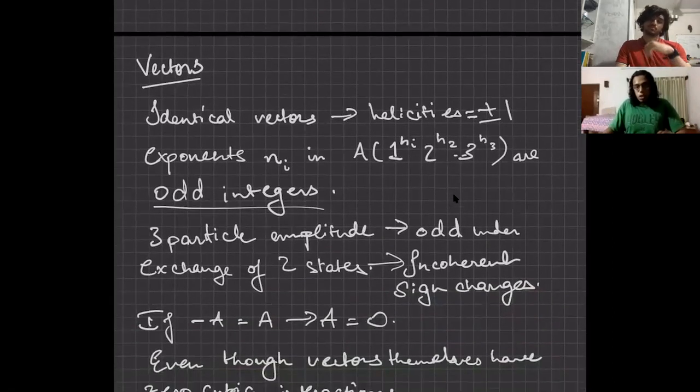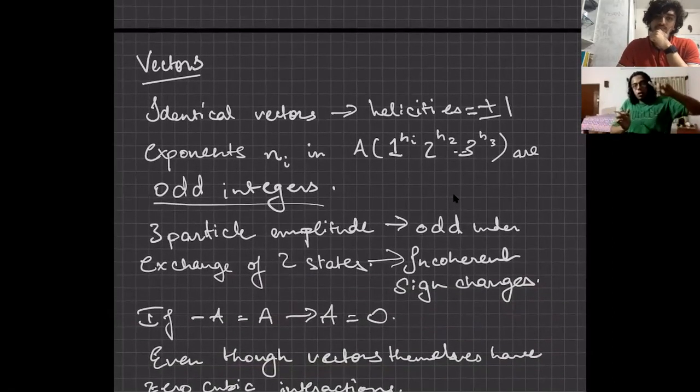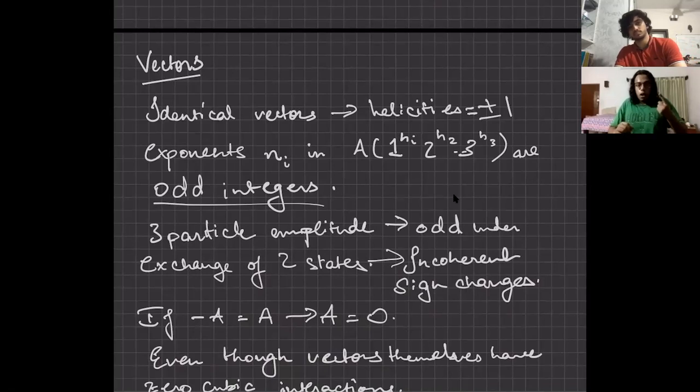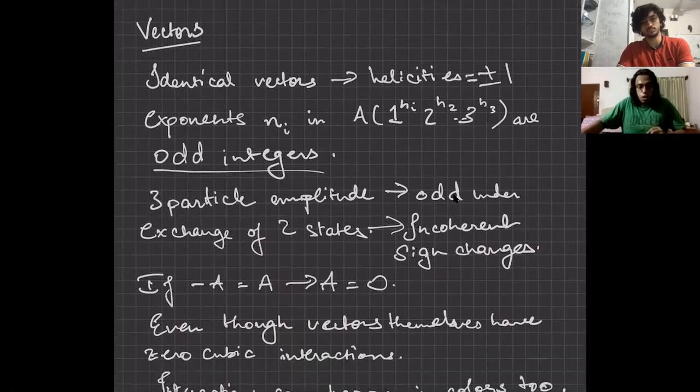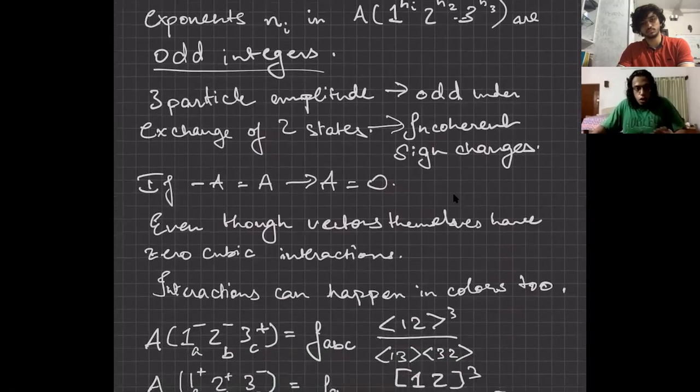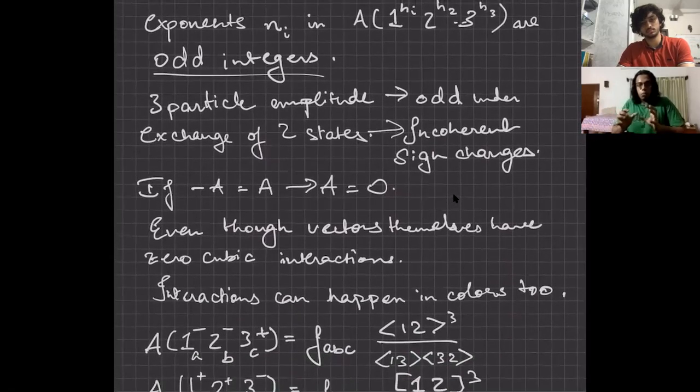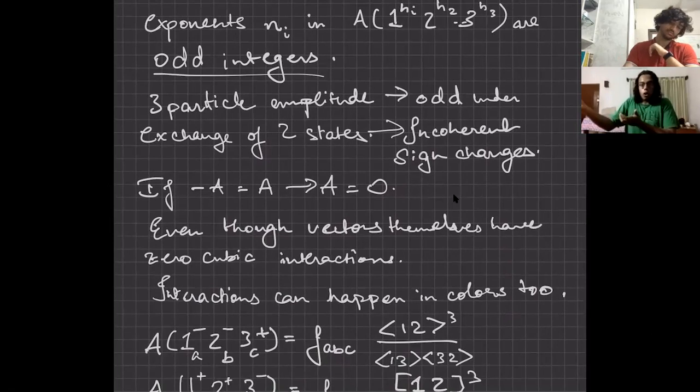For vectors, it turns out that these are fixed. So essentially you don't have a cubic interaction here. For scalars you had zero interaction, and for vectors you have a square interaction. So you have interactions of the form phi square and stuff like that, which is basically what your Maxwell Lagrangian looks like.